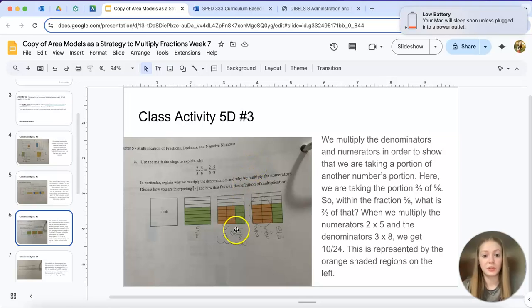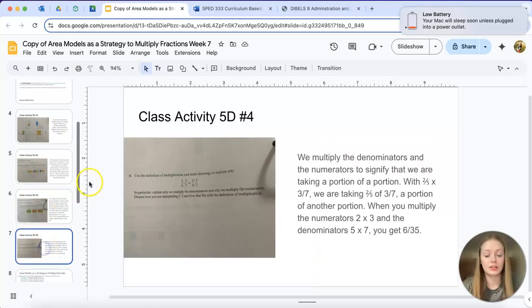Then when you multiply the numerators, 2 times 5, and the denominators, 3 times 8, you get 10 out of 24, or 10/24. So then you can add up, or you can count, there's 10 total orange sections there, which is represented right there. So then I'll move on to the next one.